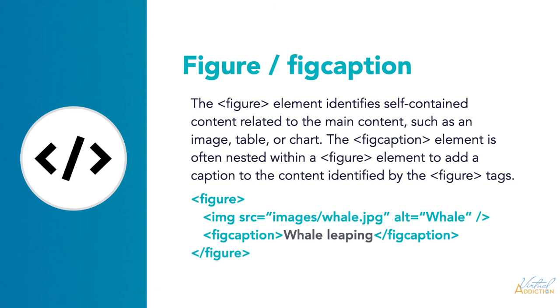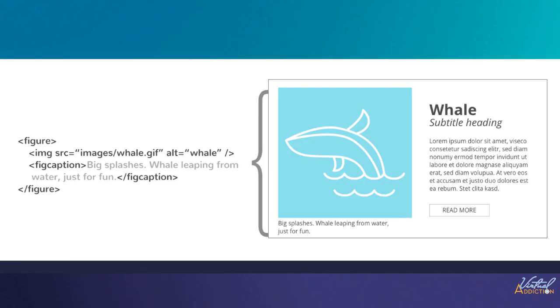The figure element identifies self-contained content related to the main content. These are things such as images, tables, or charts. The figcaption element is often nested within a figure element to add a caption to the content identified by the figure tags. Usually, a figure is an image, illustration, diagram, code snippet, or something along these lines. This is referenced in the main flow of the document, but the figure element can be moved to another part of the document or to an appendix without affecting the main flow.